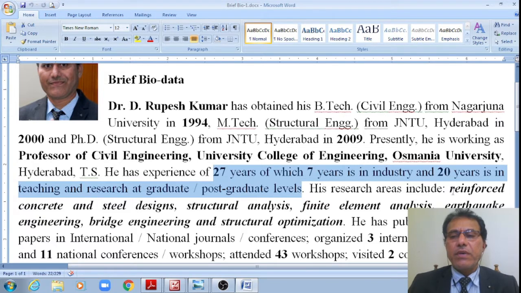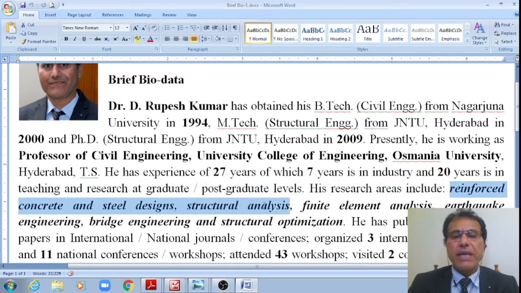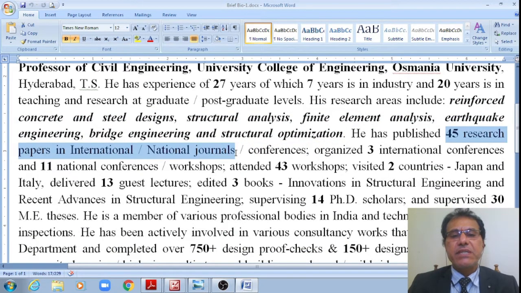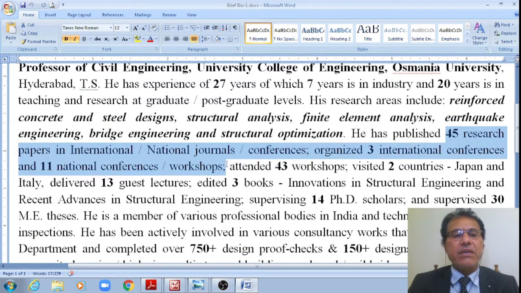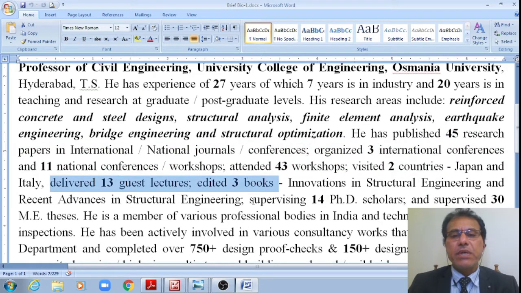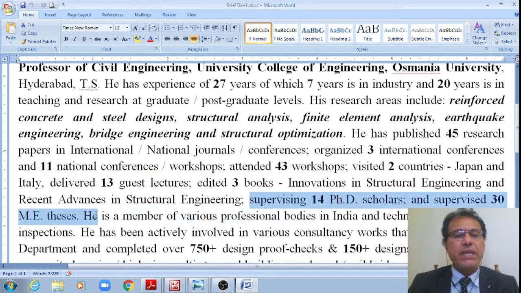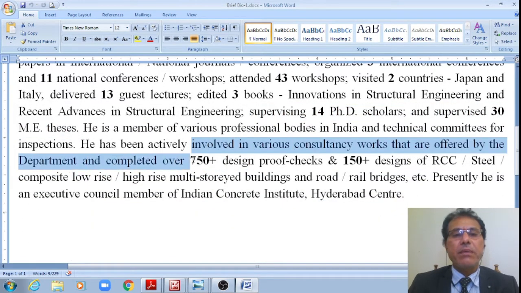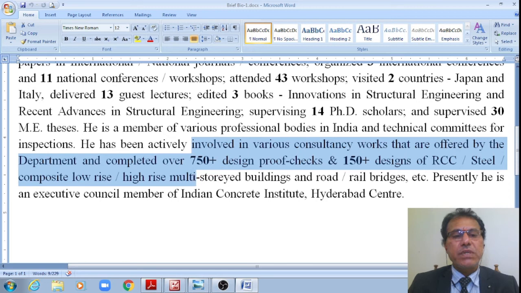My research areas include reinforced cement concrete design, steel structural design, structural analysis, earthquake engineering, bridge engineering, structural optimization. I published 45 research papers in international as well as national journals and conferences, organized 3 international conferences and 11 national conferences and workshops, attended 43 workshops, visited 2 countries, delivered 13 guest lectures and edited 3 books, supervising 14 PhD scholars and supervised 30 MTech theses. I am actively involved in various consultancy works that are offered by the department and completed over 750 design proof checks and 150 designs of RCC, steel, composite, low-rise, high-rise, multi-story buildings and road as well as rail bridges.